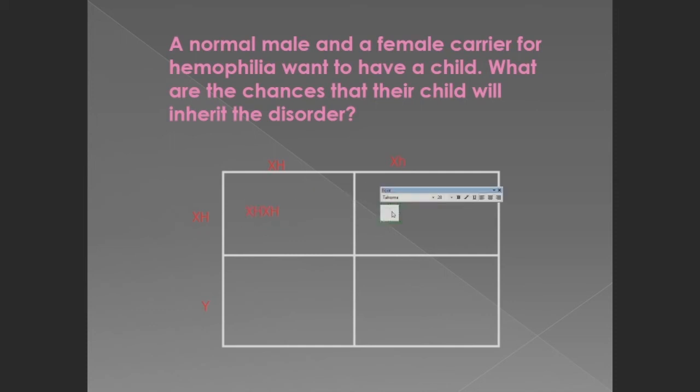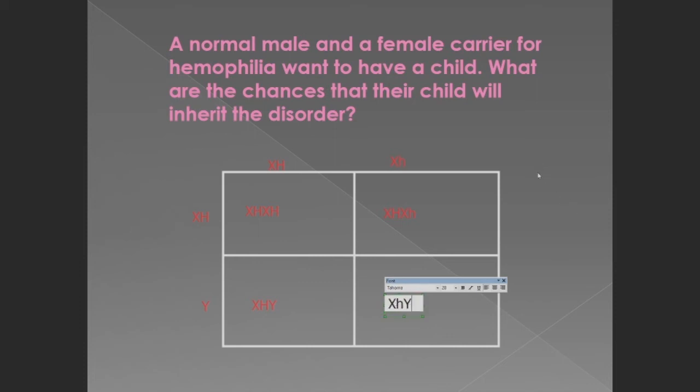Coming over here, X big H from the left, X little h from above. Once again, convention just says that we write the big letter before the small letter. Down here, we are going to have X big H and a Y. And then over in this one, finally, we are going to have X little h and a Y.